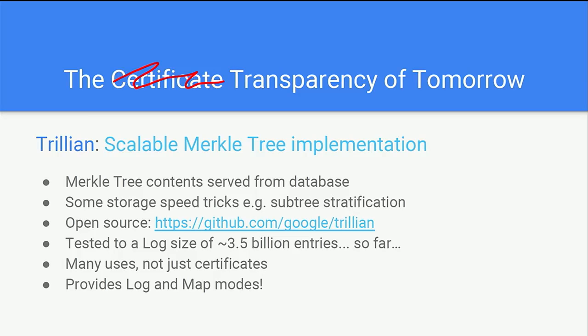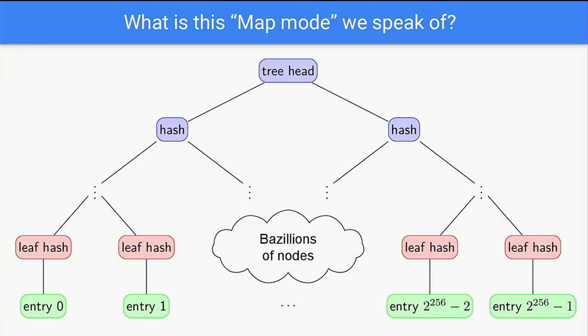Then, in addition to this log mode that certificate transparency uses, Trillian also provides what we like to call a verifiable map. Now, a verifiable map is a verifiable key-value store built using a complete Merkle tree that has 2 to the 256 leaf nodes, most of which end up being empty. To add a key-value pair to this map, what you do is you take the SHA-256 hash of the key, and that hash gives you the leaf index at which to store the value.